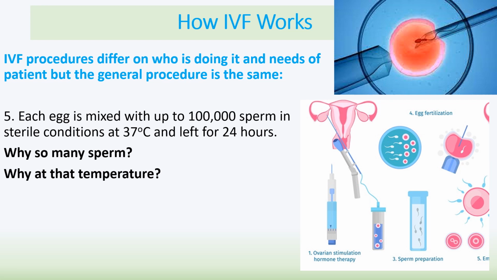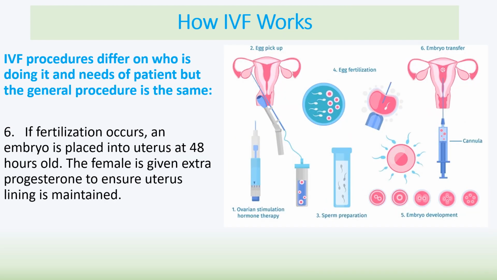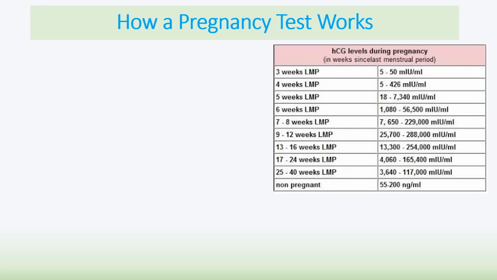Then is mixed with up to 100,000 sperm in sterile conditions at 37 degrees and left for 24 hours to allow fertilization to happen. We're obviously using many sperm there, and that is to increase the chance of fertilization. If fertilization occurs, the embryos will be isolated and placed into the uterus at 48 hours old. The female is given extra progesterone to ensure the uterus lining is maintained. So that is how IVF works.